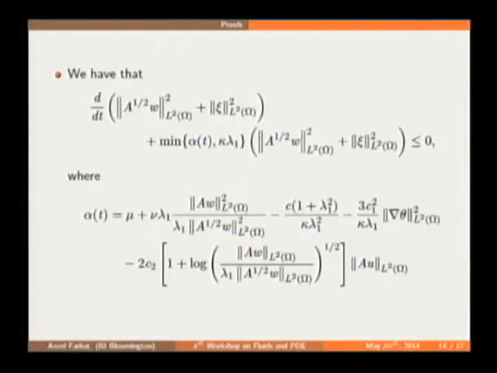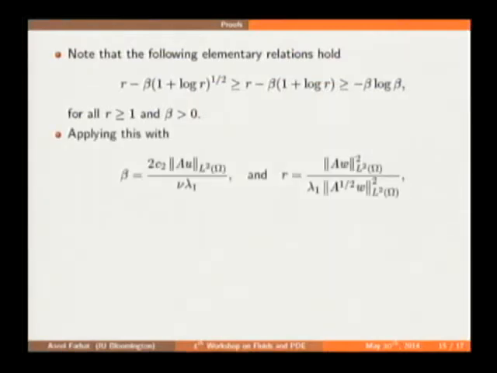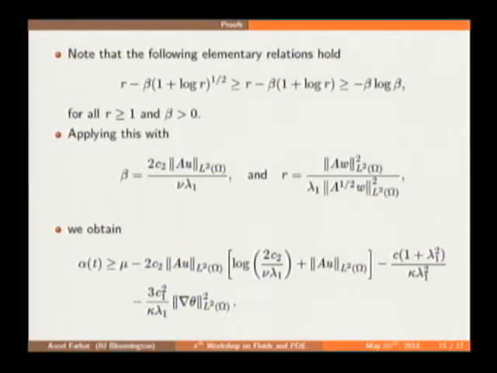norm of W and the L2 norm of Xi. And then my alpha will be this coefficient, all of this is alpha, and again, this is my W, this is my difference solution. Theta and U are the solutions on the global attractor. So we have estimates for this and this. And then we use just a simple elementary calculus identity that says that r minus beta times 1 plus log r to the 1/2 is always greater or equal than negative beta log beta. So we take advantage of this identity with specific beta and r, and we simplify our alpha to look like this. Now, we have only AW, I have only theta.